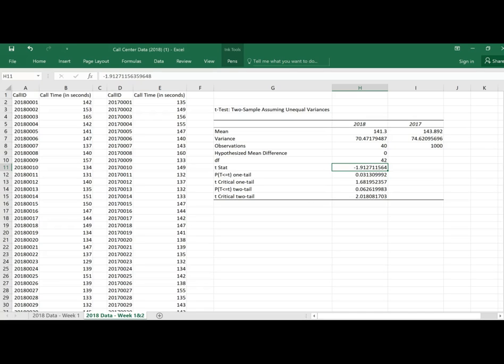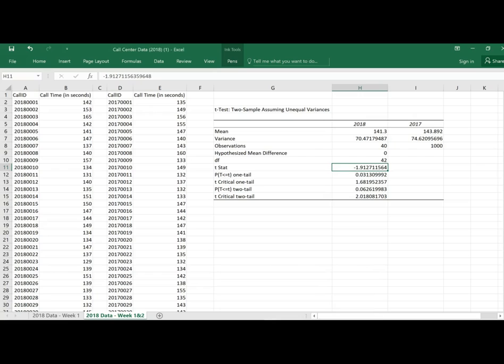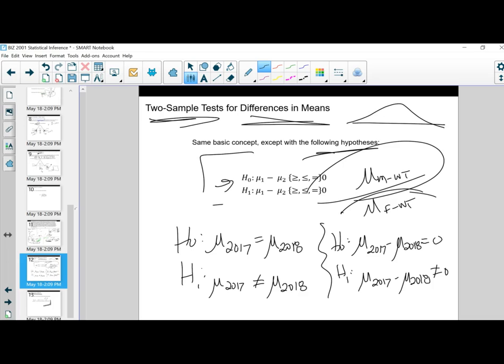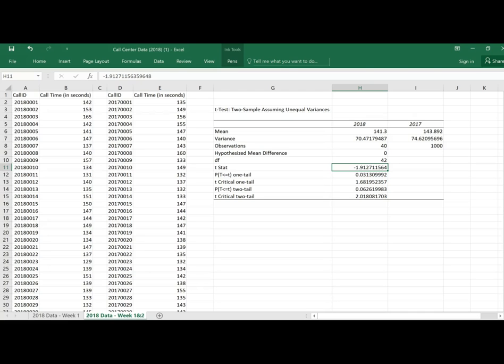Again, think about conceptually, where would this value of a t-statistic be? If you think about a t-distribution, which is the way that a difference in means would be, if we've got a t-statistic that's negative 1.92, where would that be? It's going to be to the left. It's going to be pretty far to the left, but how far to the left? This also brings up some information about that, right?